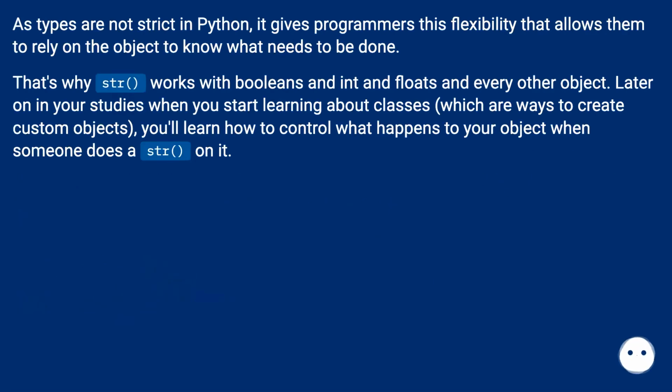As types are not strict in Python, it gives programmers this flexibility that allows them to rely on the object to know what needs to be done. That's why str works with booleans and ints and floats and every other object. Later on in your studies, when you start learning about classes, which are ways to create custom objects, you'll learn how to control what happens to your object when someone does str on it.